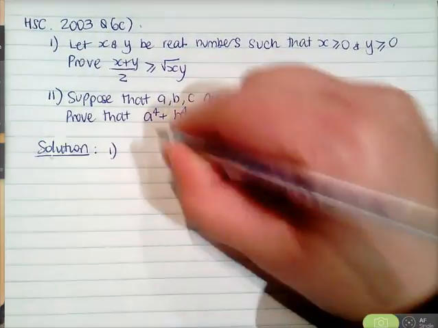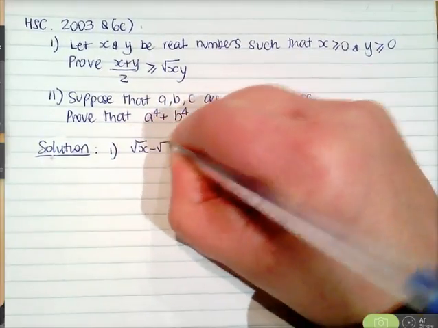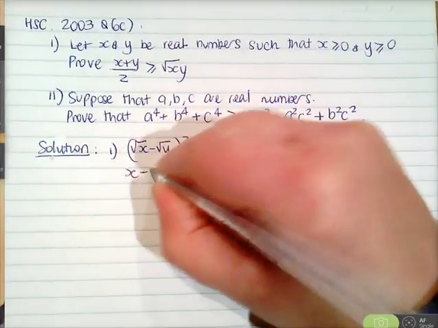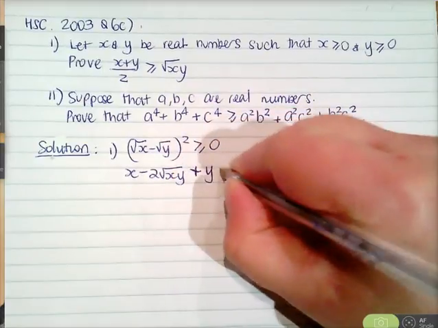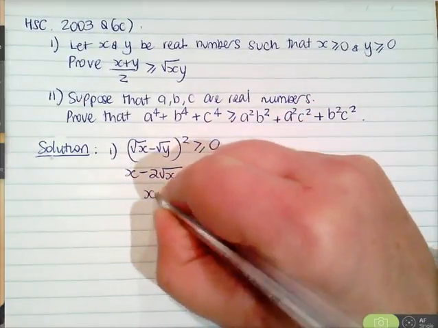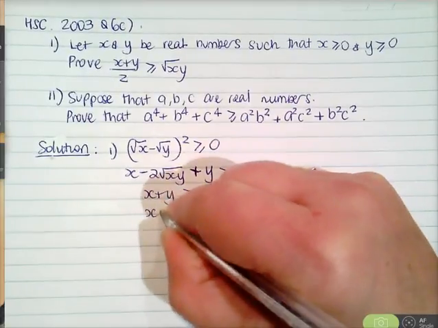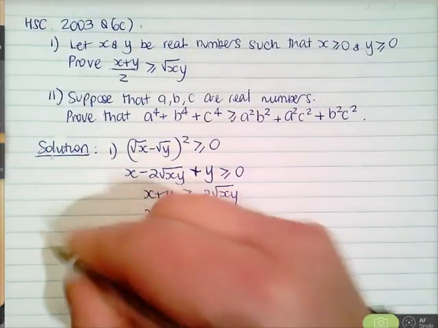examples. Okay, and for part 1, we just start with the result: the square root of x minus the square root of y, squared, is greater than or equal to 0. So x minus 2 root xy plus y is greater than or equal to 0. So x plus y is greater than or equal to 2 root xy, and then dividing through by 2. You've done this many times now, it shouldn't be a problem.